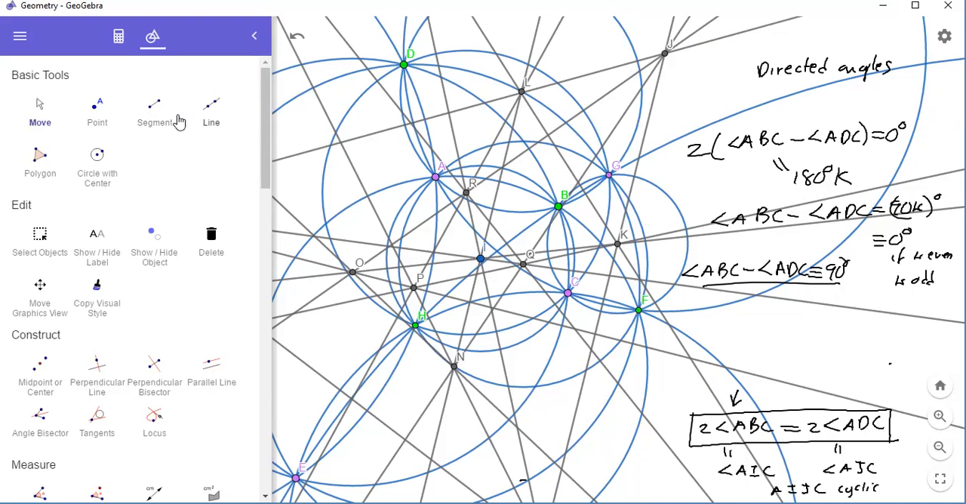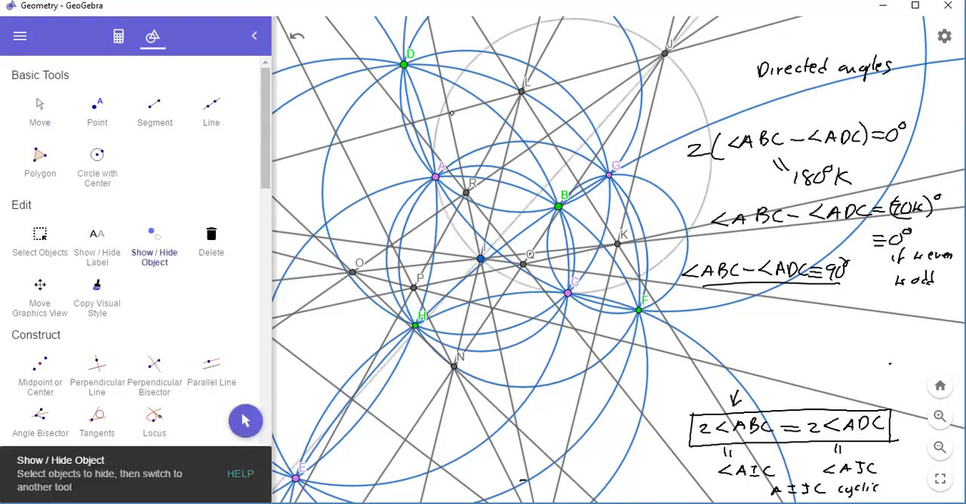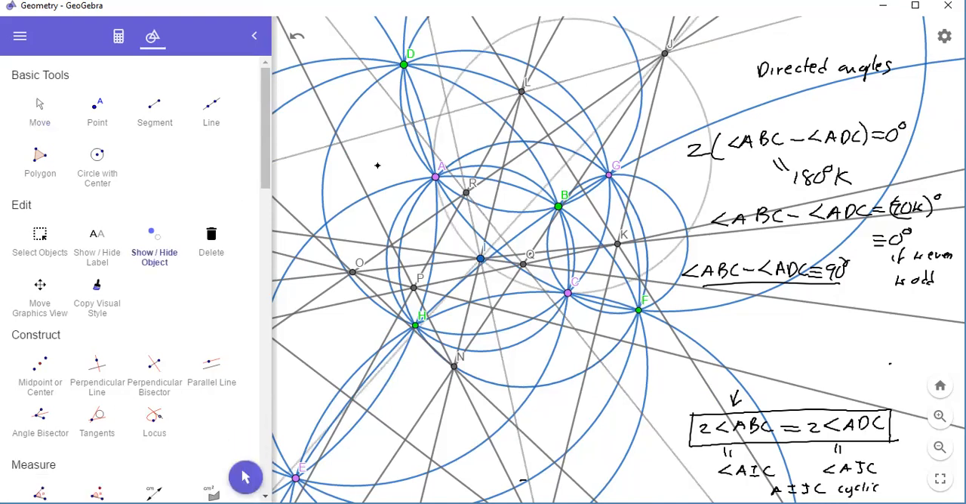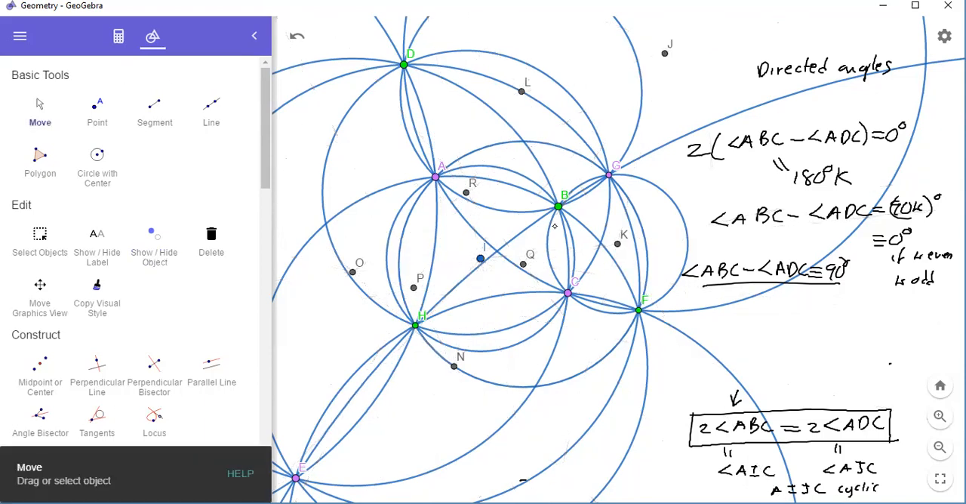But just to conclude this video, I'm going to just hide some of these lines for now. I think that's pretty much everything. All right, so when you hide those lines, you get this figure.